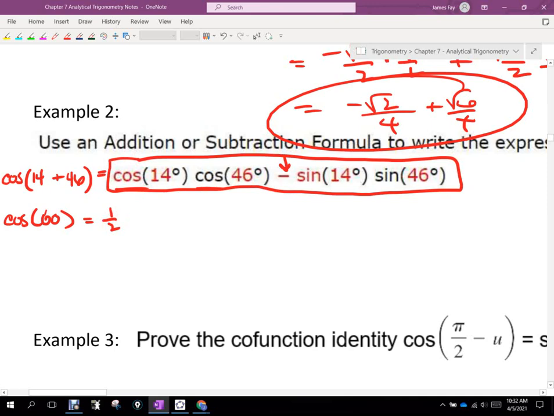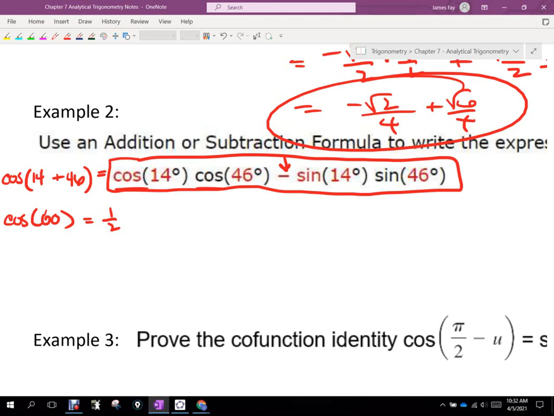Okay, if I give you 1/2, previously I could give it to you as like 2/4. Give it to you as 3 over 6. Okay, I can give it to you in different formats, right? Here's a new format. Okay, I can give you 1/2 as 1 over radical 4. Now I can give you 1/2 as cosine 14 cosine 46 minus sine 14 sine 46. Is that doable?